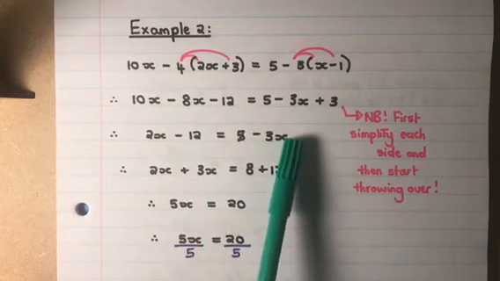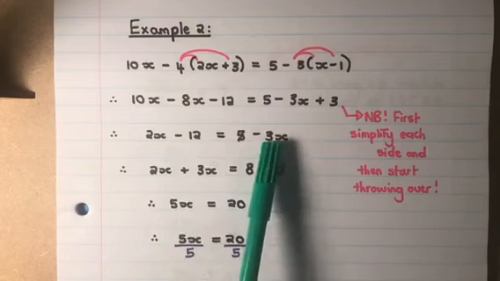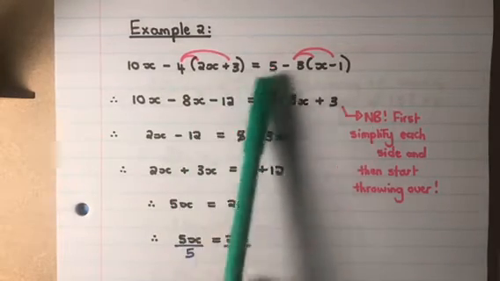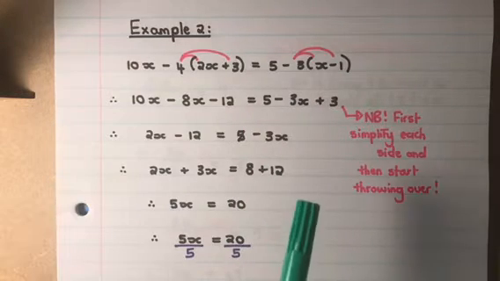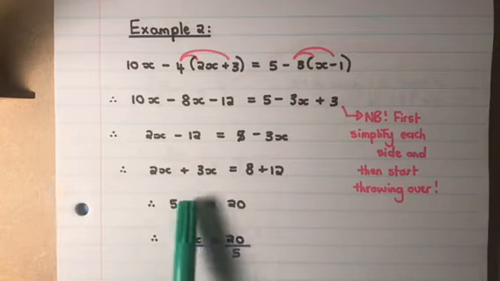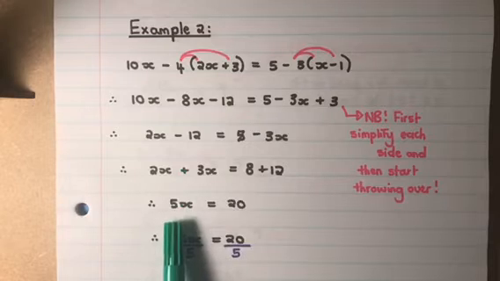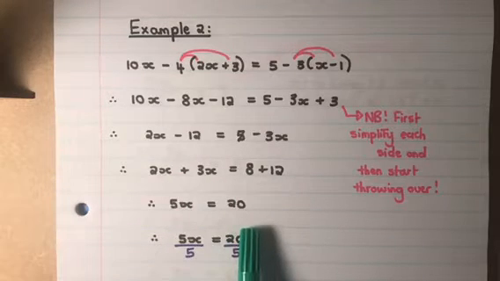One must go over from each side, and it makes it much easier than throwing over the 3x here and the negative 12 there. You're bound to make more mistakes like that. Okay, then you simplify. 2x plus 3x is 5x, and 8 plus 12 is 20.